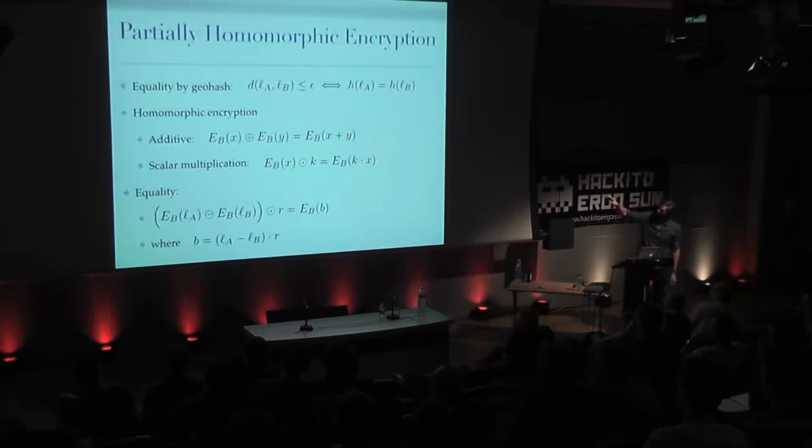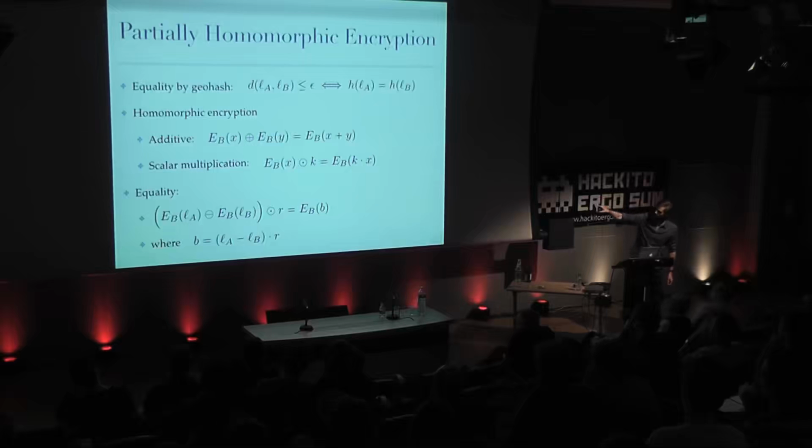So equality by location is here by a geohash. We say that the distance is small if they hash to the same geolocation. Then we need the homomorphic encryption scheme where we have addition, so we can take two ciphertexts. Notice it's not XOR here; it's an operation in the ciphertext domain. So we can add two ciphertexts, and that gives us another ciphertext, with the plaintext being the addition of the two.